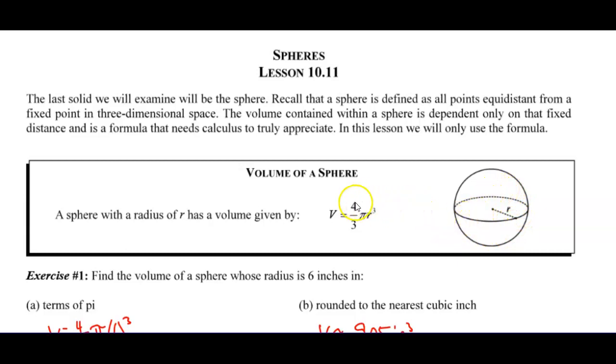So the formula for the volume of a sphere is, as you see here, 4/3 pi r cubed. And the r part is the only input. So if we know the radius, we know the volume. And if we know the volume, we know the radius. So that's what we're going to be working with in this section.